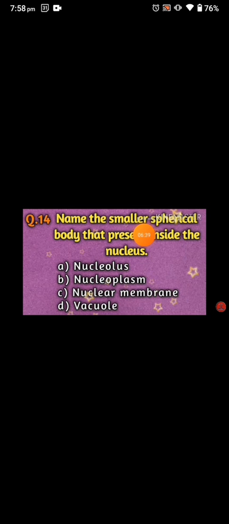Next, the 14th one. Name the small spherical body present inside the nucleus. Spherical means circular. The body present inside the nucleus is called the nucleolus. Nucleoplasm means a gel-like liquid in the nucleus. The outer layer of the nucleus is called the nuclear membrane. The air bubble we call a vacuole.